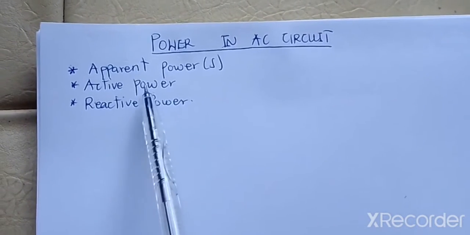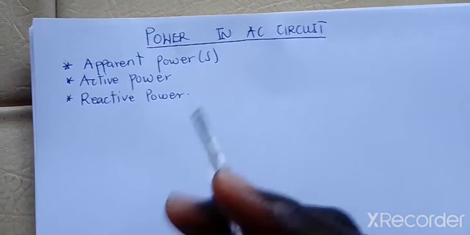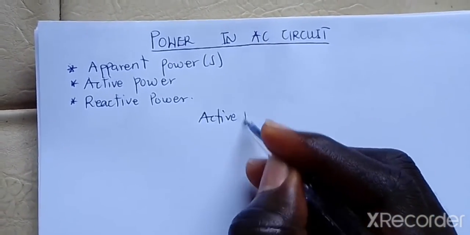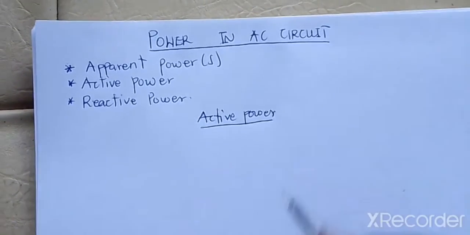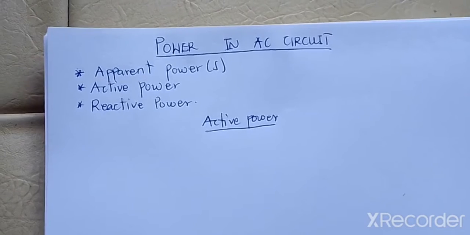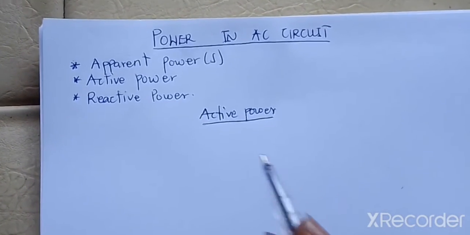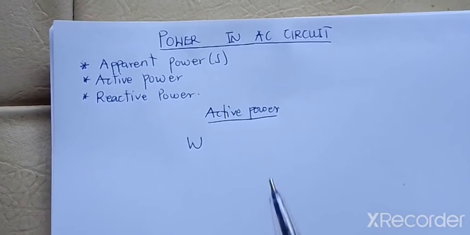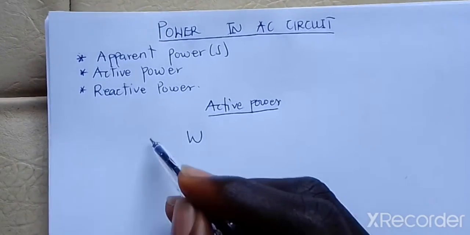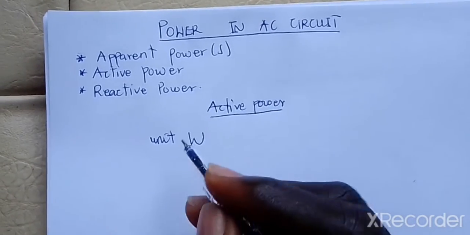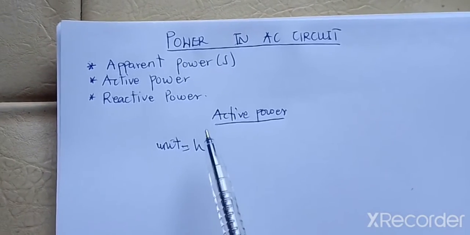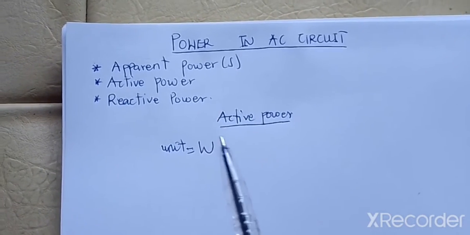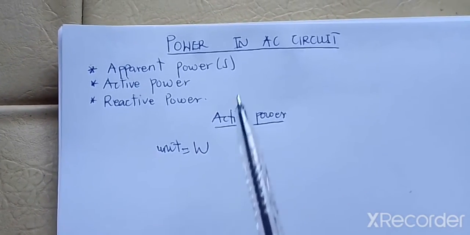Now when you say active power, the active power is the power which is dissipated across the resistor. So let's talk about the active power. This active power is the normal power we know, and its unit is watts. So if you have any problem in AC circuits and you are being asked to find just power, then it means they are asking you to find the active power. That is the normal power. So if you are asked to calculate the power, you are being asked to find the active power, and its unit is watts. Now let's talk about the reactive power.